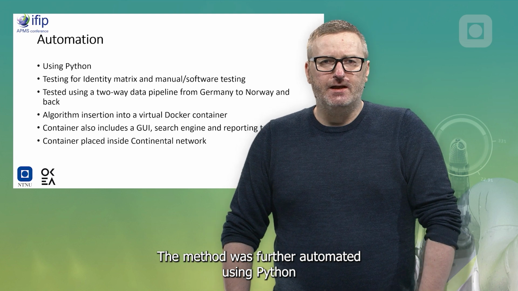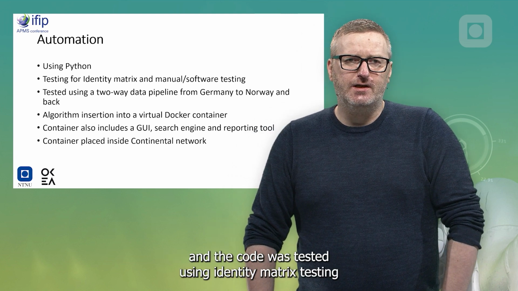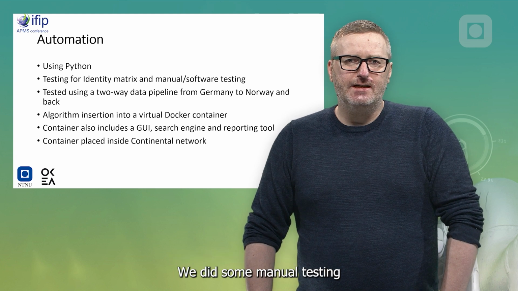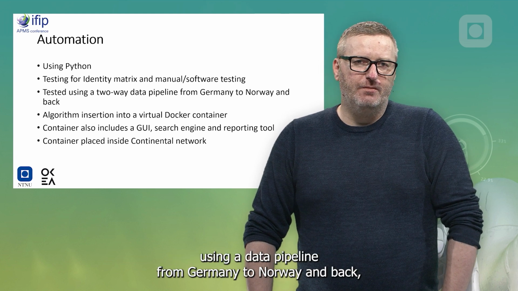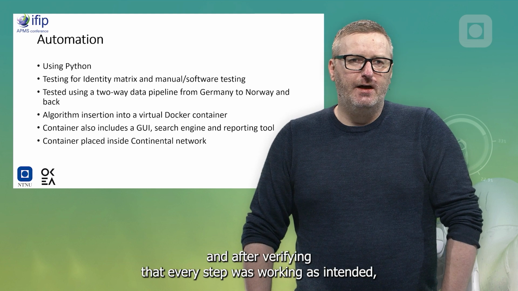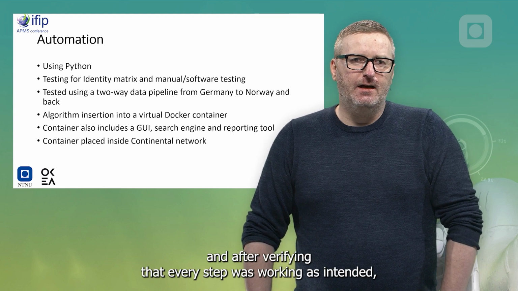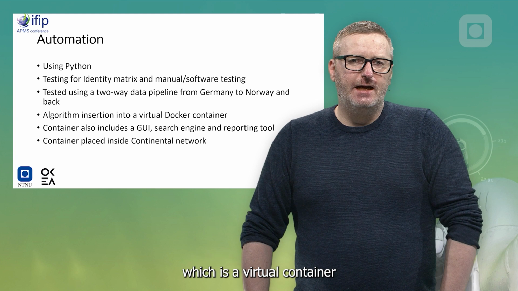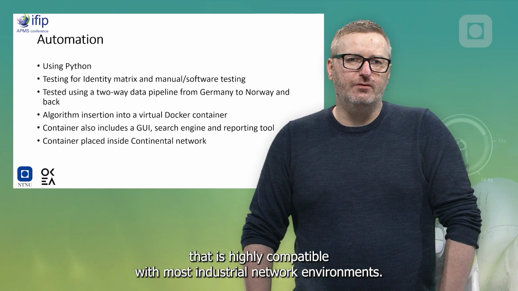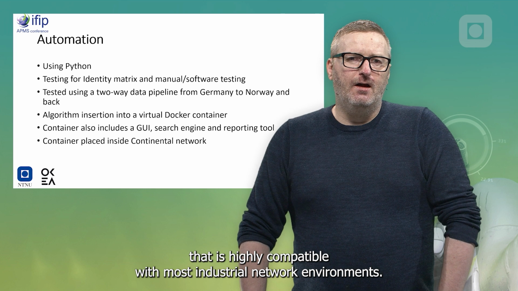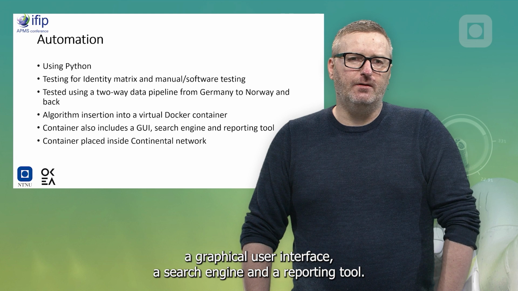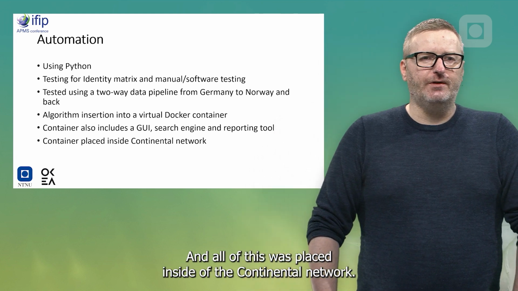The method was further automated using Python, and the code was tested using identity matrix testing and also using manual methods and some statistical software. We did some manual testing using a data pipeline from Germany to Norway and back, and after verifying that every step was working as intended, we placed the algorithm inside the so-called Docker container, which is a virtual container that is highly compatible with most industrial network environments. The container also included a graphical user interface, a search engine, and a reporting tool, and all of this was placed inside of the Continental network.